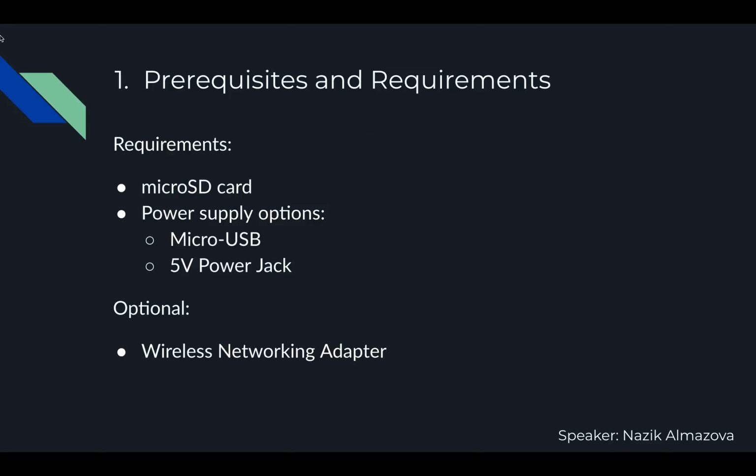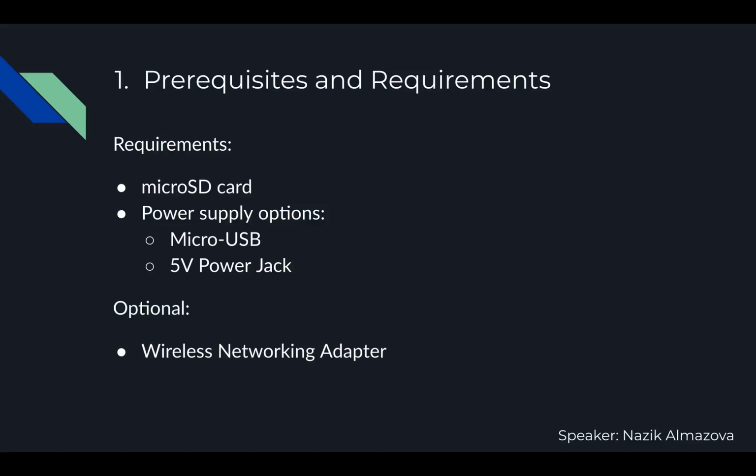The Jetson Nano uses a micro SD card as a boot device, so one of the prerequisites is to burn a boot image onto a micro SD card. There are a few power supply options. The first option, which the board is configured to use by default, is the micro USB power supply. The second option is to use a power jack. And the third option is to use an expansion port.